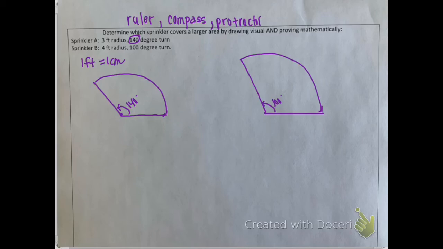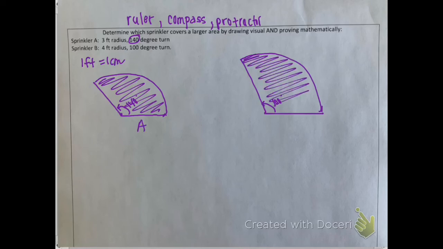All right, so this is the shaded piece of that first sprinkler, so sprinkler A, and this is how much it covers on the grass, sprinkler B. So we're going to be proving which one has a greater area that is covered. Right now it looks like sprinkler B looks larger, and we can prove that by finding the area of each sector. So we have a proportion to set up.